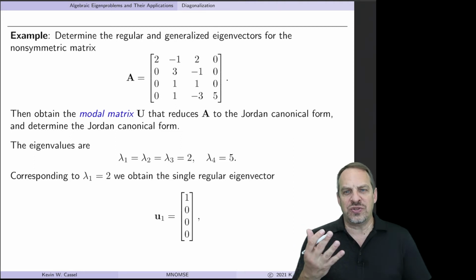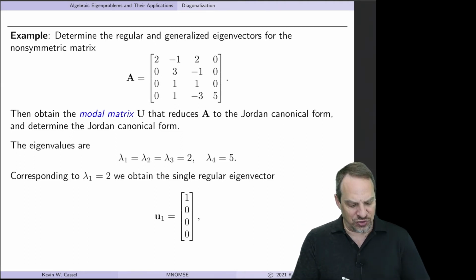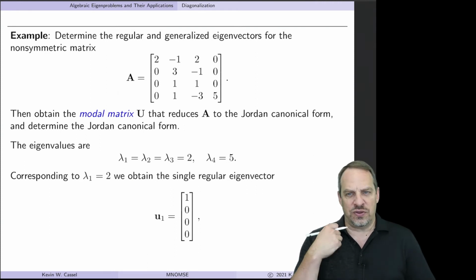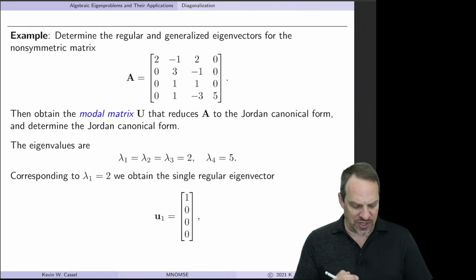Now, the way I've posed the problem, I've told you to get regular and generalized eigenvectors. I've told you that we're going to need to get a Jordan canonical form. So normally we wouldn't know that. Normally we would just be given an A, in this case 4 by 4. The first thing you look at, the first road sign, is you ask yourself, is it symmetric or is it not?